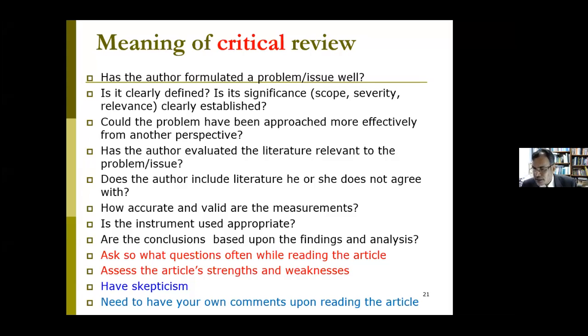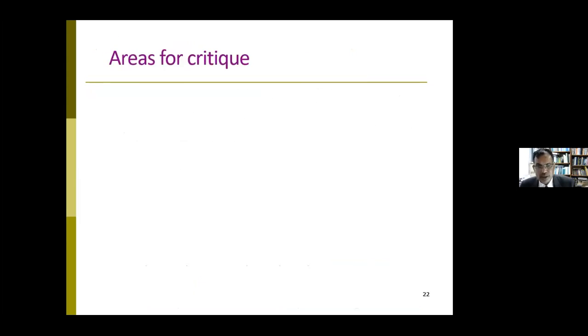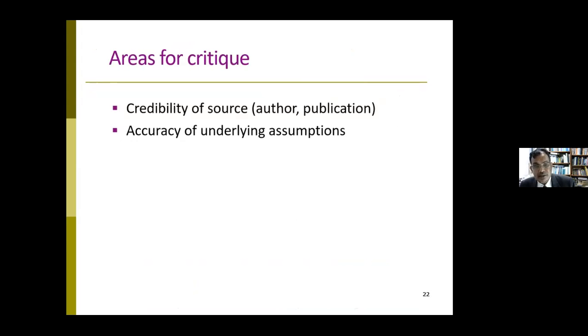And after reading the article, I have to have a few things. What is the purpose of this article? I mean, the objective of this work, and what are the findings, and above all, what are my own comments and observations on this particular article, and this should be written down in a template I'll share with you shortly. Areas of critique: we have to criticize the credibility of the source. We can criticize the accuracy of underlying assumptions. We can raise the question mark on the rigor of the study design.